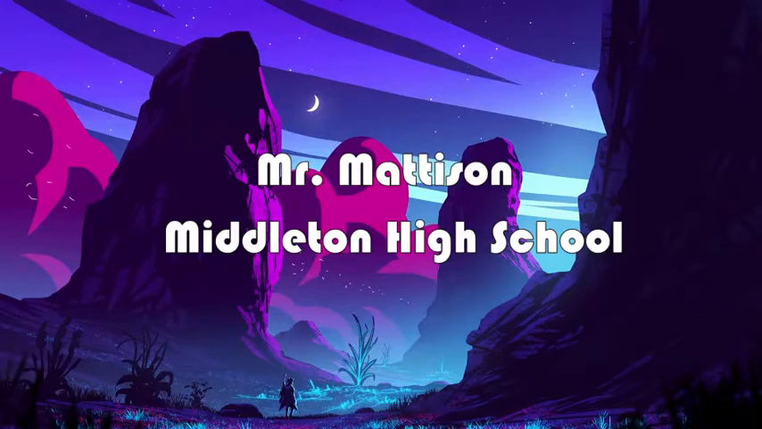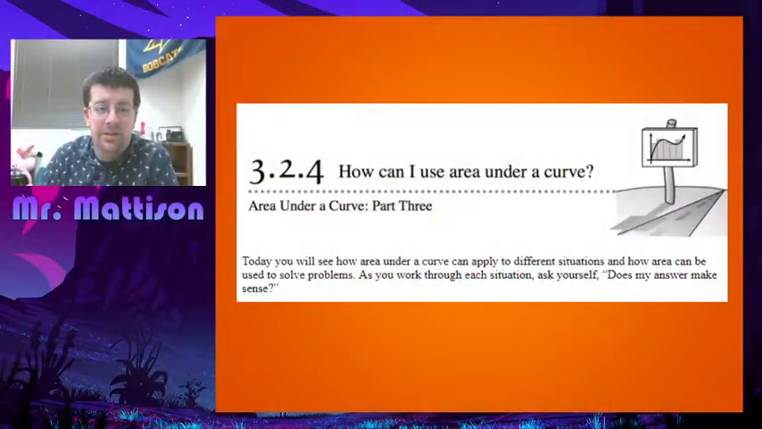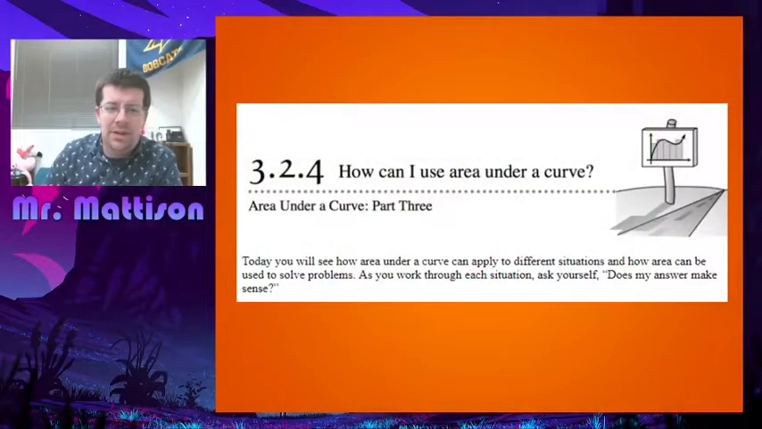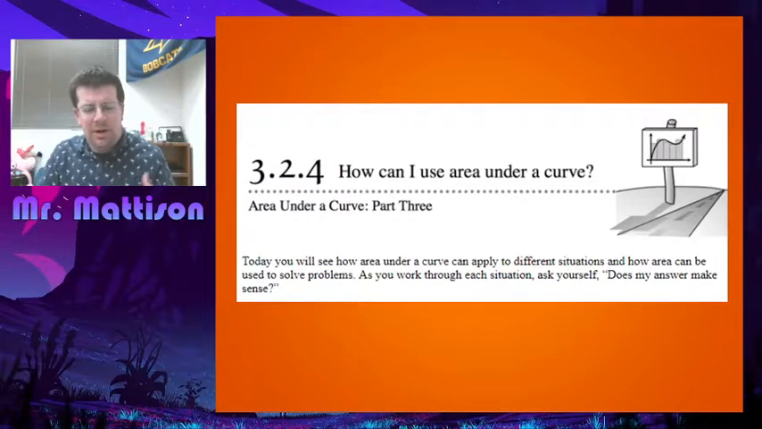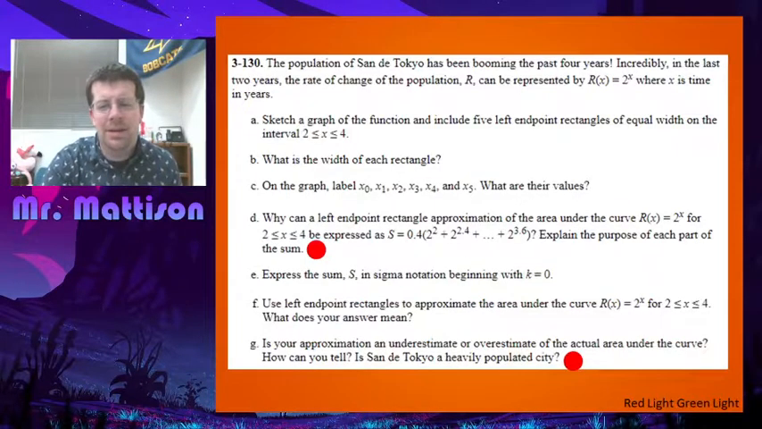Alright guys, this is pre-calculus 324. We're going to be finishing off our area under the curve stuff here today. It's an idea that we're going to keep doing, but this is the last of our introductory part before we can move forward to the next chapter where we're going to use it a little bit more intensely.